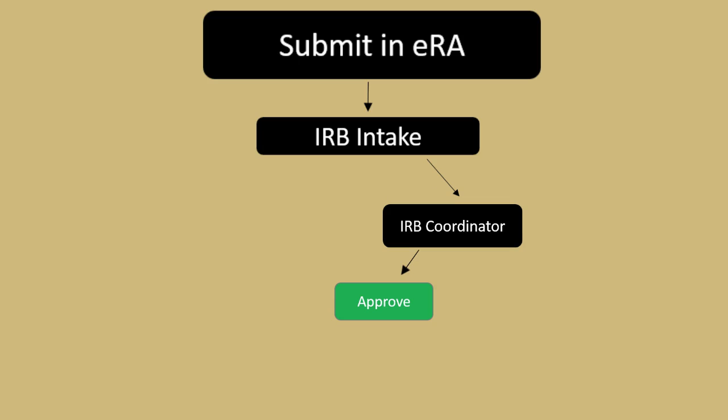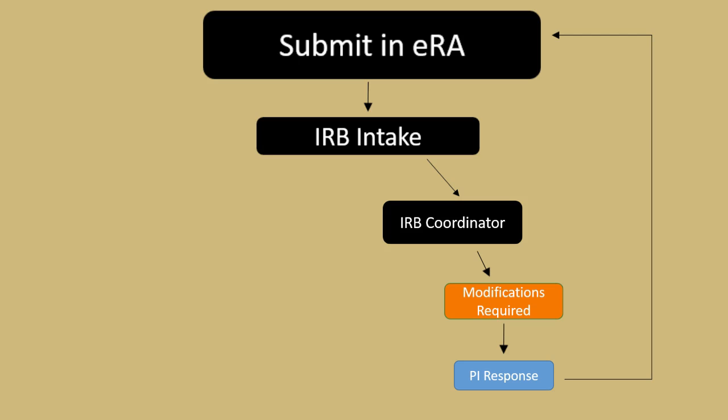Keep this process in mind when setting a timeline for your research. For example, a complete submission that does not require any modifications, which will move from IRB intake to IRB coordinator to approve, can take up to 20 business days for IRB review from the initial submission to final approval.